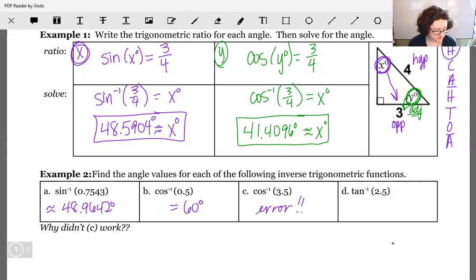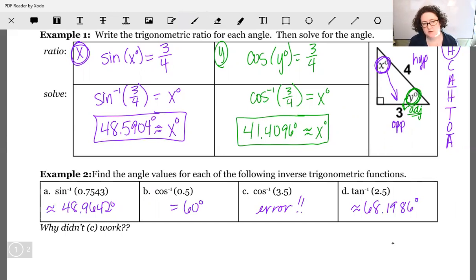Tangent inverse of 2.5. Well, if I plug that in, that one comes out as a value. That comes out as approximately 68.1986. I have to round up because the next number is a 9. So why didn't C work, but D did?